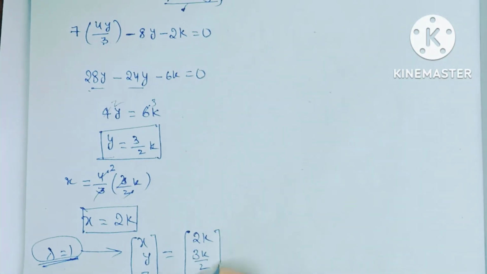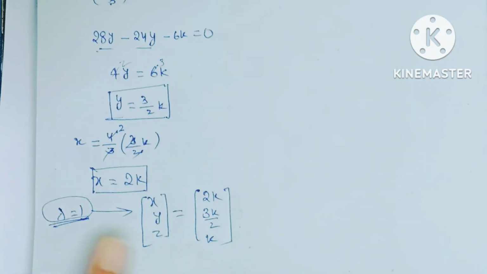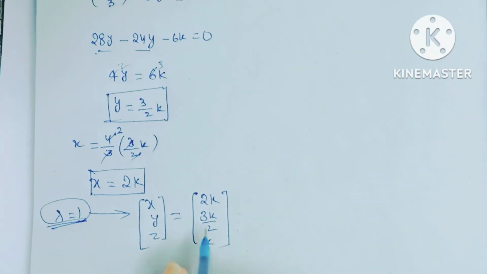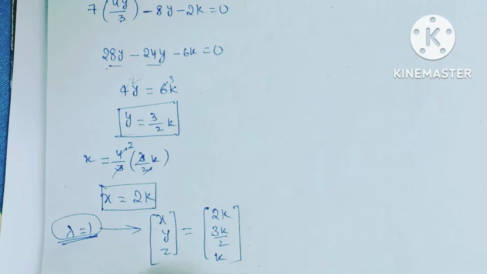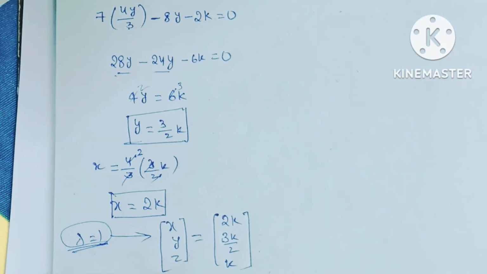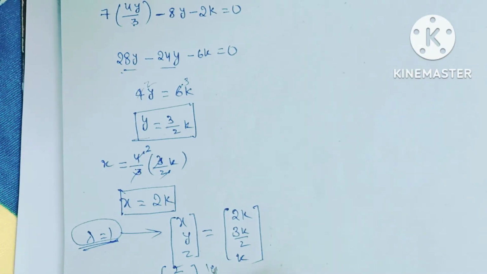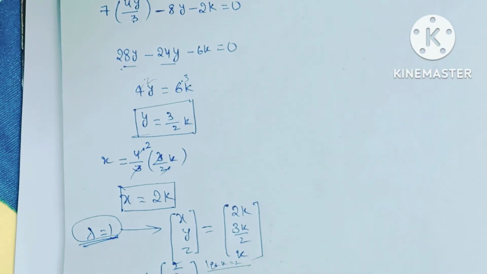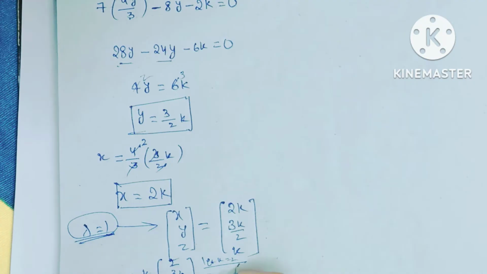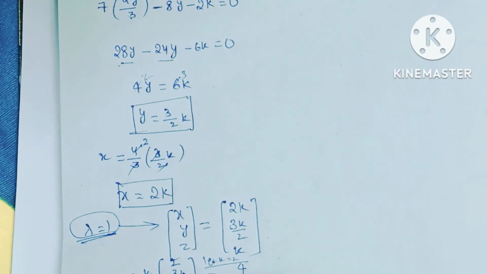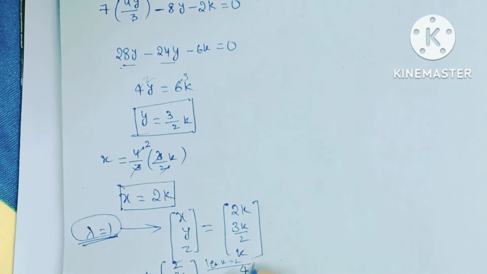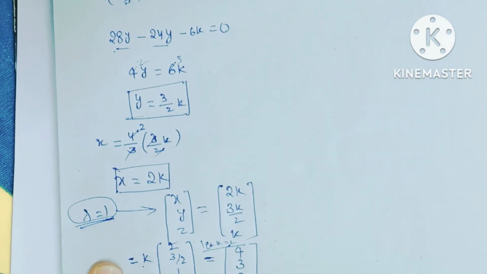So these are the eigenvectors for a given eigenvalue. We can take k common, so from here we can write 2, 3 by 2 and 1. If we let k equal to 2 and multiply with 2, so 2 2s are 4, here the 2 2s get cancelled, so 3, and 2 1s are 2. This is one of the eigenvectors for this equation.